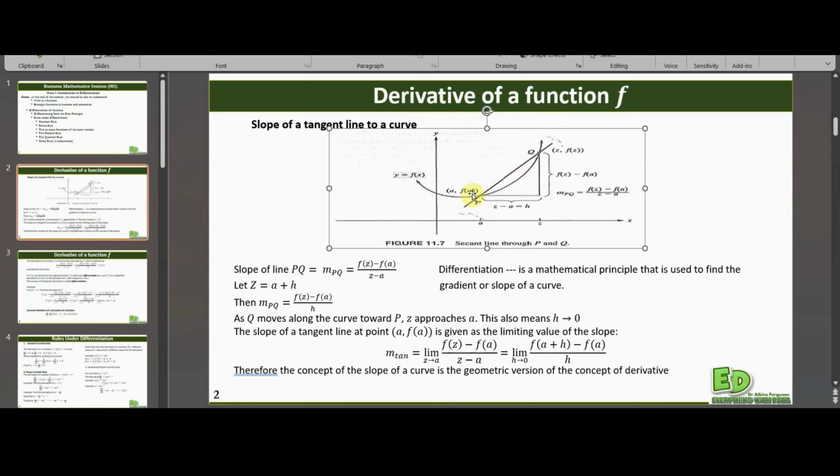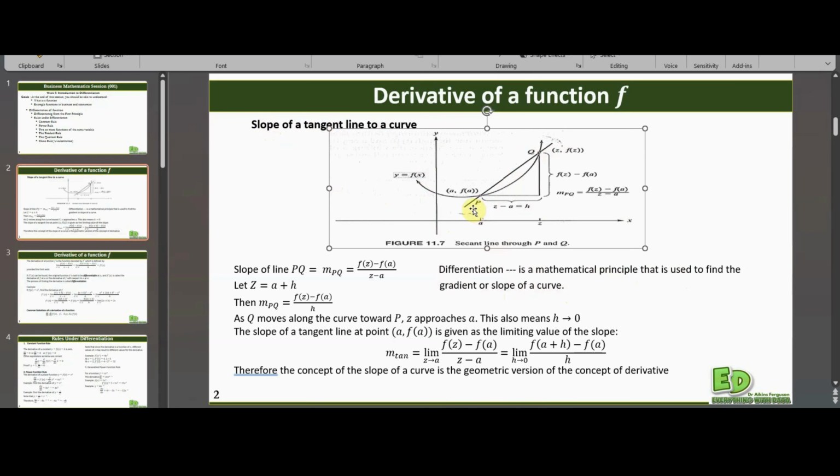Even if you are finding the gradient of a line from basic school, we say we need 2 points with 4 coordinates, right? So here we have our y-axis and our x-axis. It's the same idea of finding the gradient of a line, but under differentiation, we are looking for the slope of a tangent line to a curve. Remember, differentiation is a mathematical principle used to find the gradient or slope of a curve.